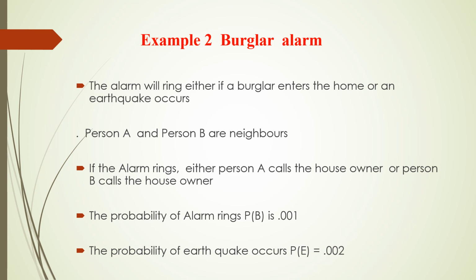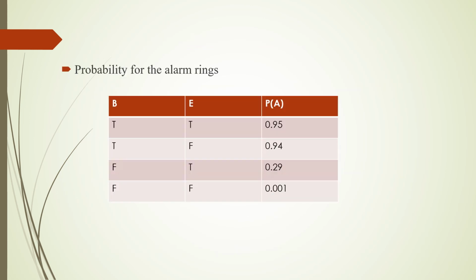The probability of burglary is 0.001, and the probability of earthquake is 0.002. When burglary and earthquake are both true, the probability of the alarm ringing is 0.95. If burglary is true and earthquake is false, the probability of the alarm ringing is 0.94. No burglary but earthquake occurs means 0.29. If both are false, the probability is 0.001.